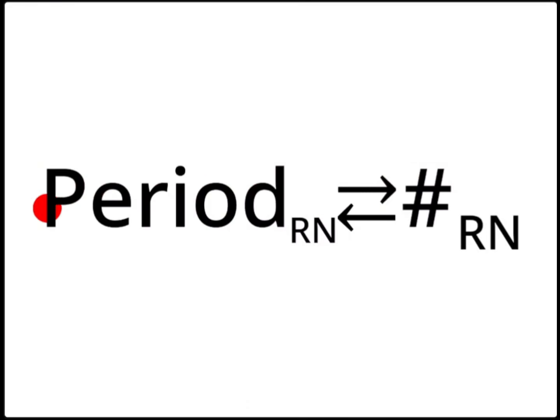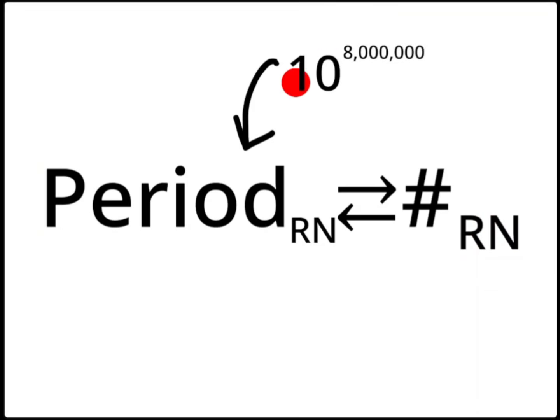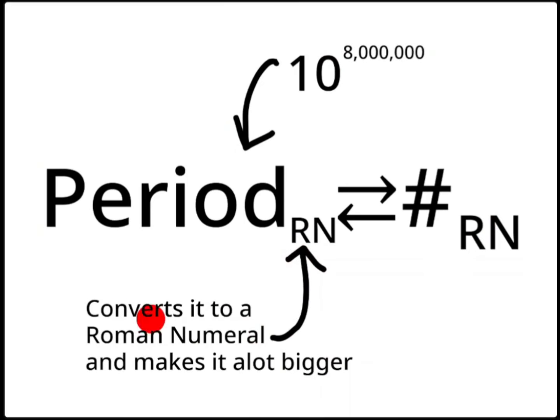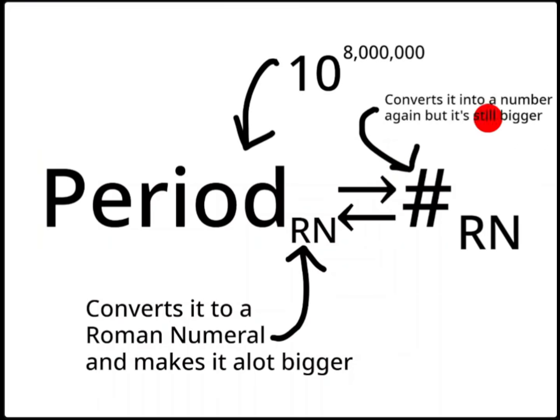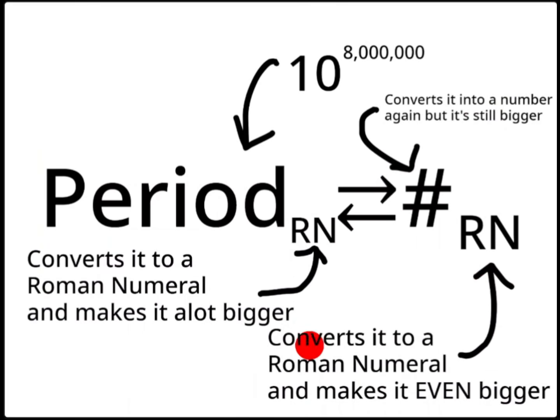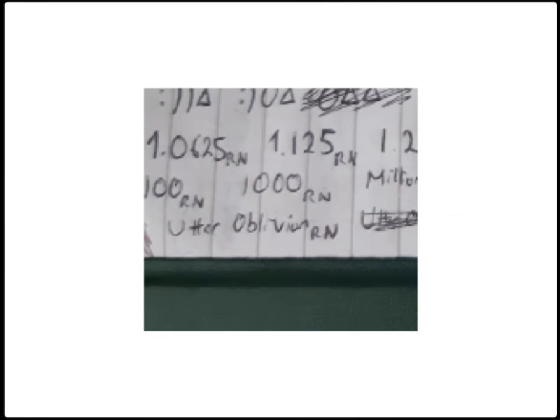So we can convert a period using the numback function, and then turn it back into a Roman numeral. So we're taking 10 to the power of 8 million, converting it to a Roman numeral, making it a lot bigger in the process, converting it back into a number, and then converting it into a Roman numeral again, making it even bigger. So I chose utter oblivion in my paper drawings instead of period, but I don't want to go with utter oblivion because that's just too much of a jump. That's a really big number and it just doesn't fit.